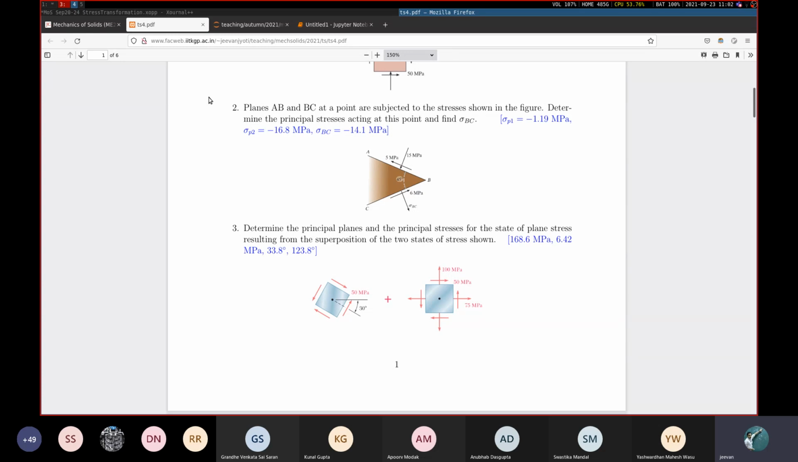It can be so that sigma P1 is equal to minus of sigma P2, in which case the center of the circle will be at the origin of the sigma tau plane. That can also happen. Okay, sir.